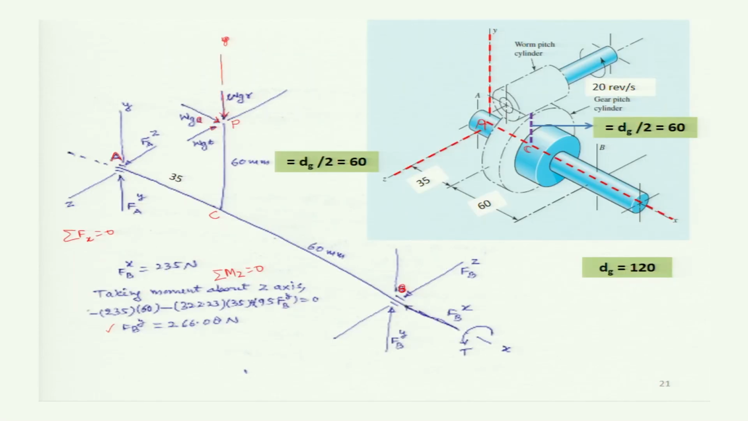This is shown here, the forces which are acting on it. This distance is d_g divided by 2, that is 60, and this P is 60 mm. The forces at bearing B, forces at bearing A. Okay. In here the bearing B is taken to support the thrust load, so the bearing reaction along the x direction is taken here. So you can do anything if it is not given.